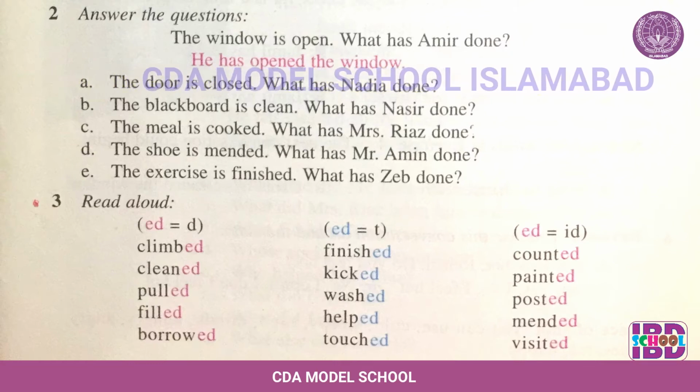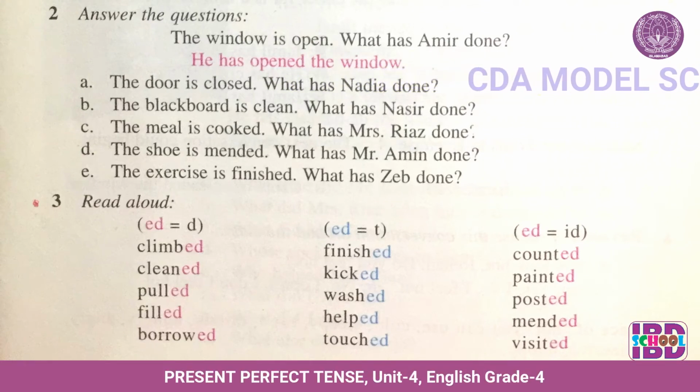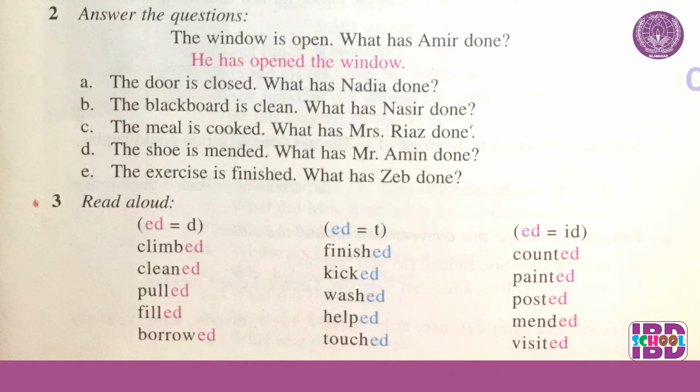Exercise 2 is answer the questions. The window is open. What has Amir done? He has opened the window. Question A, the door is closed. What has Nadia done? She has closed the door. Question B, the blackboard is clean. What has Nasir done? He has cleaned the blackboard.